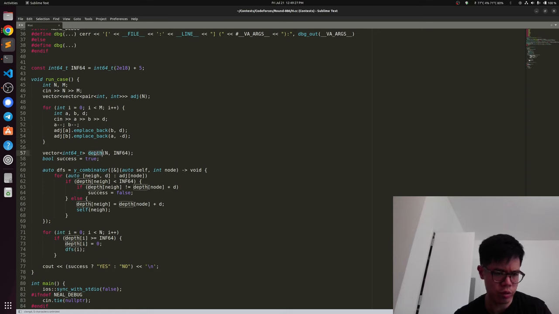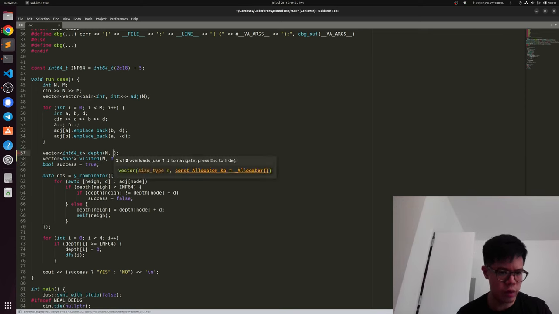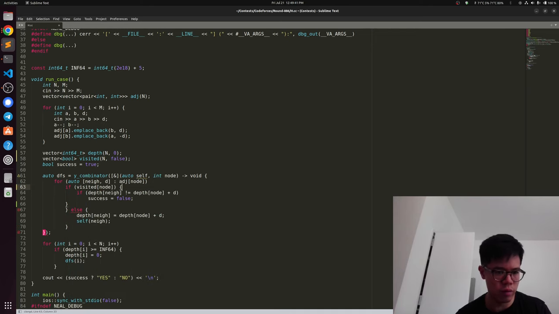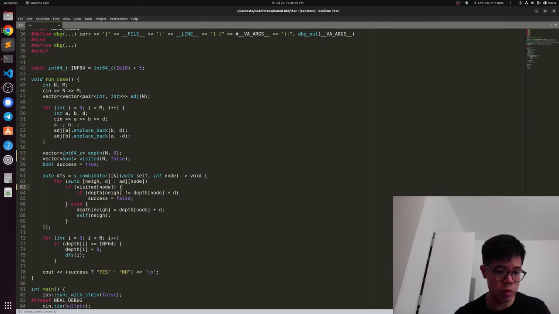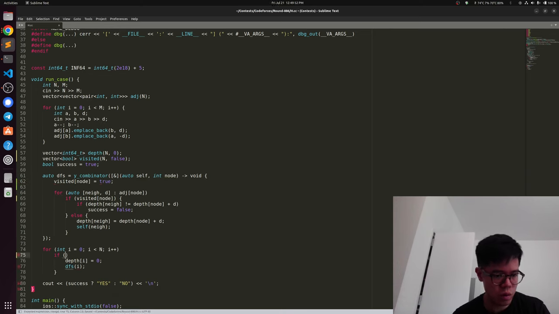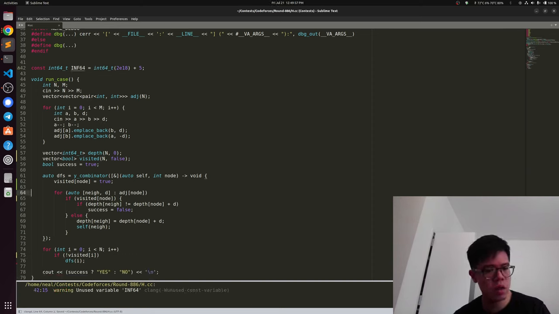One thing that's interesting is I use this depth array as also the visited array. It might be a little clearer to do it this way instead. So this is just depth not being infinity means it has been visited. I guess we don't actually need this anymore because I set it to zero. So if it has been visited, we just check that the values match up. Otherwise, we set the value and then we go there. So this should also work.